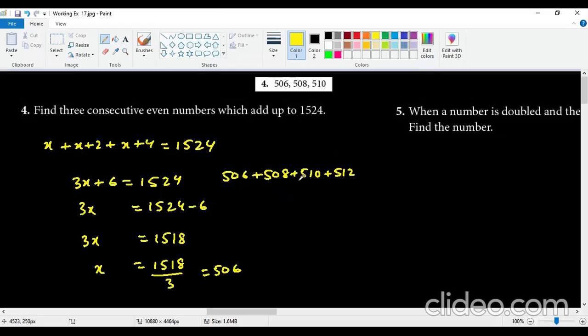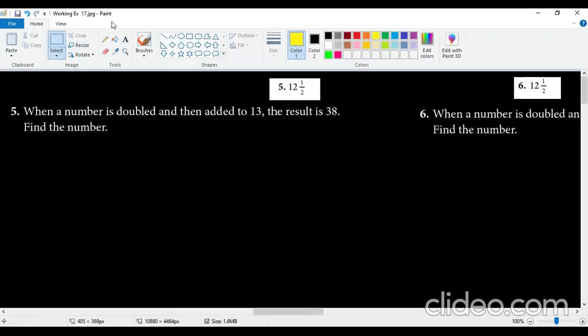it says three numbers. So I should erase this. When these numbers are added together, it should give you 1524. Moving on to the next question. Question number 5. Let's see in here.